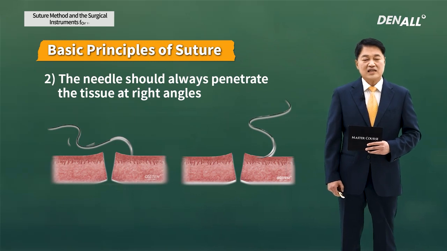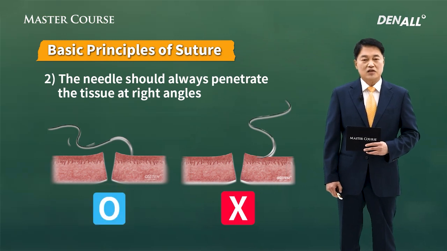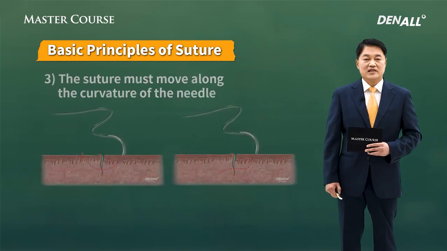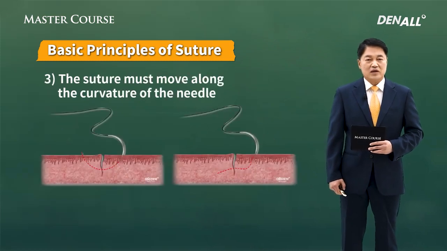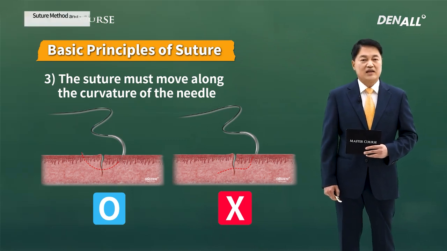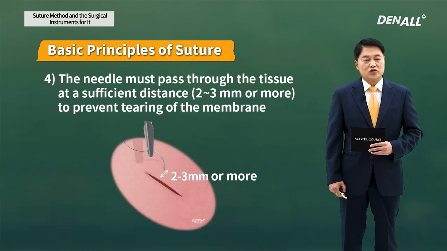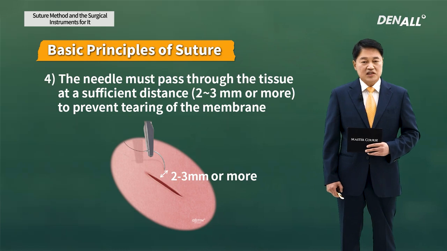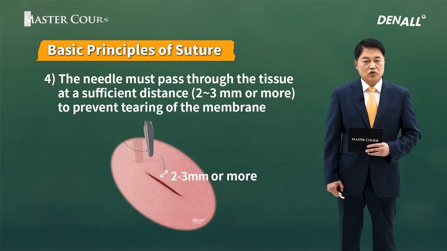Second, the needle should always penetrate the tissue at right angles to have more stable suture. Thirdly, suture must move along the curvature of the needle. That is the way to have more stability. Fourth, it's an important one. To prevent tearing of the membrane, the needle must pass through the tissue at a sufficient distance, about 2 or 3 millimeters or more.